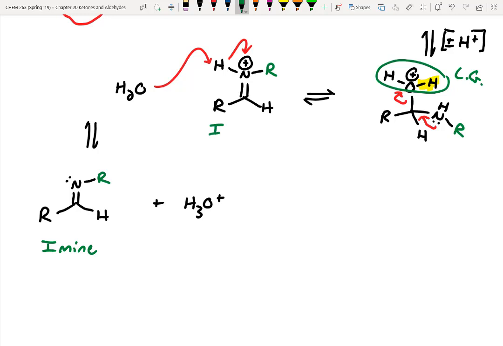So I did want to clarify that this is an imine. This is the iminium ion. So they're closely related to one another. Some books will show it stopping at the iminium ion. Other books will show it stopping at the imine. In reality, it's going to be in equilibrium, right?